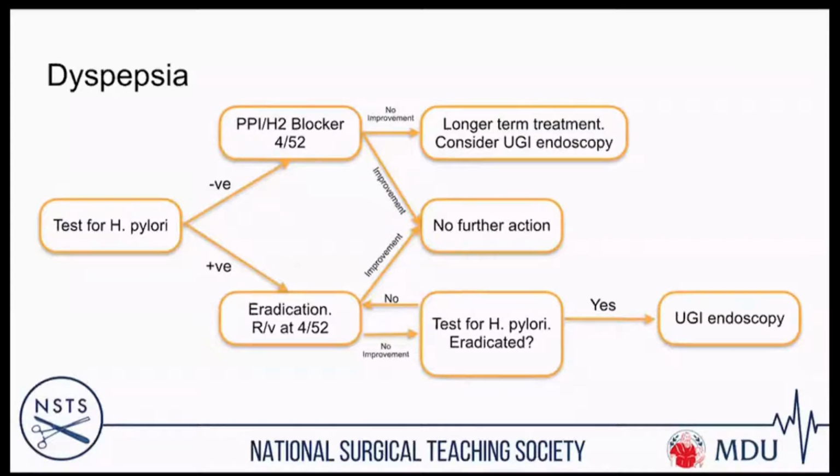Similarly, if they're on a PPI, as we discussed, your test for H. pylori might not be particularly sensitive, in which case stop any PPIs, antacids, start again, and go for it. So worth, I think it's in the Oxford Handbook, this thing as well. It's worth having a look, making sure that you eradicate it.